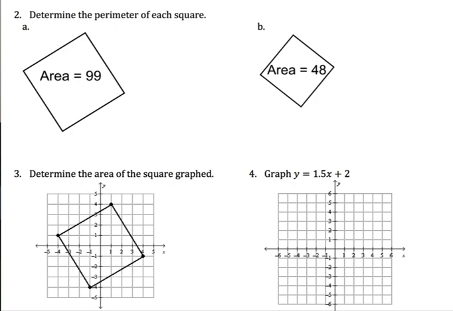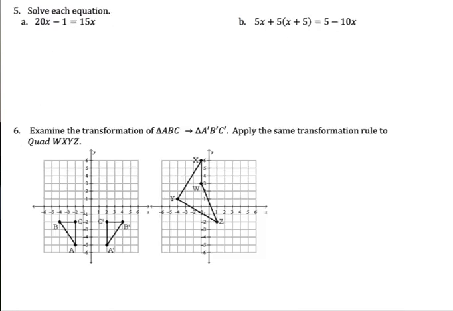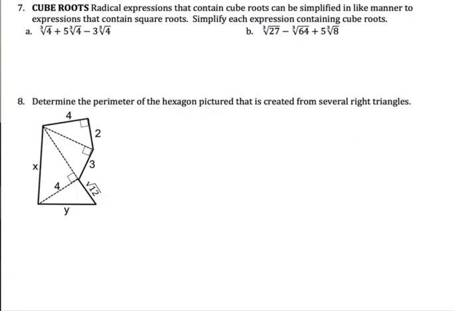4, you're going to review graphing. 5, a review of solving equations. 6, a review of transformations. I give you a transformation on the left graph. I want you to complete that same transformation on the right graph. Number 7 introduces you to the idea of simplifying cube roots. And number 8, you're going to find the perimeter of that hexagon. You're going to have to use the Pythagorean theorem a few times to find the length of y and the length of x, so that you can find the perimeter by adding all of those lengths together.